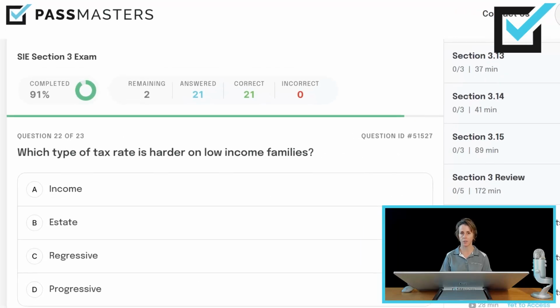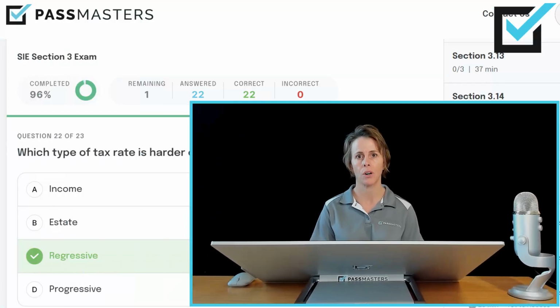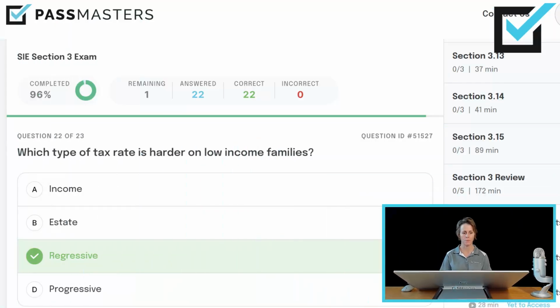Which type of tax rate is harder on low-income families? Income, estate, regressive, or progressive? It is a regressive tax rate that is harder on low-income families. Something like a sales tax rate is the same no matter what your income level is. So as a percentage of income, sales taxes paid will be higher when somebody has a lower income versus a higher income. Higher as a percentage of their income. So regressive tax rates hurt low-income families more.